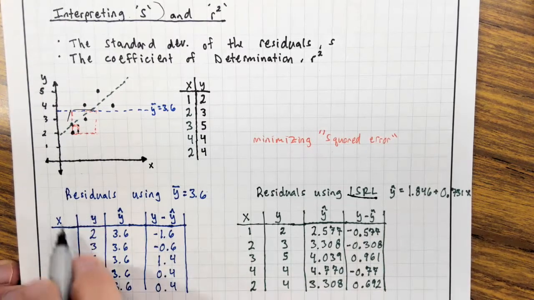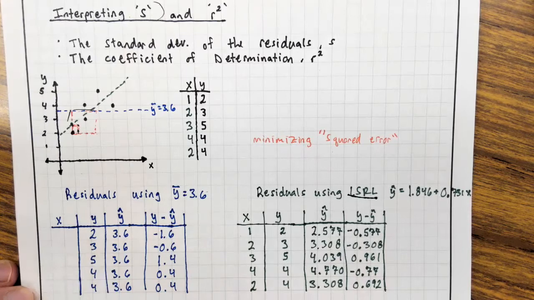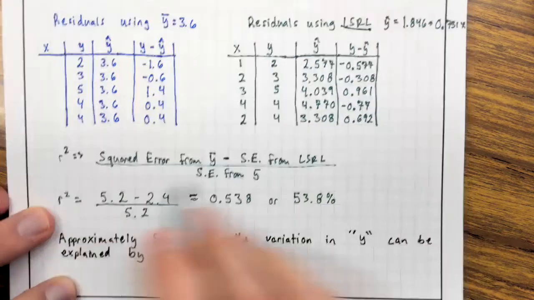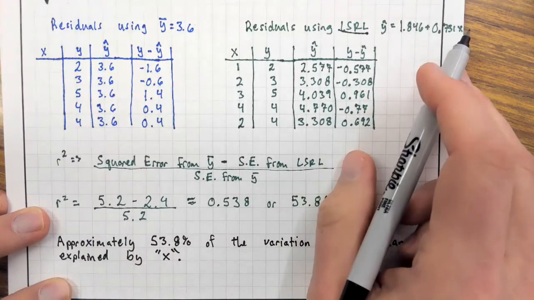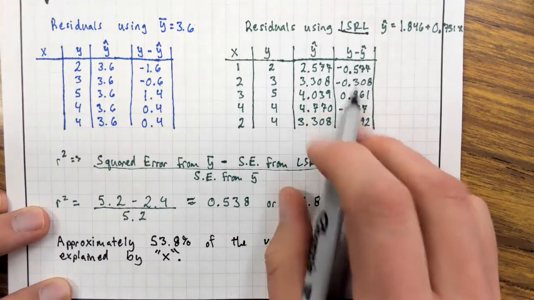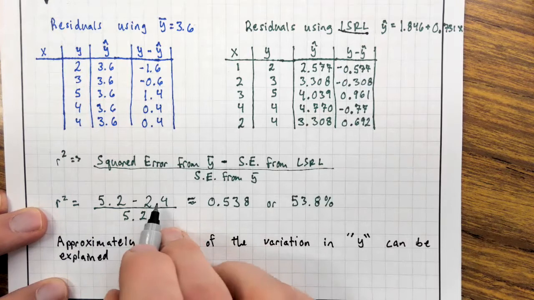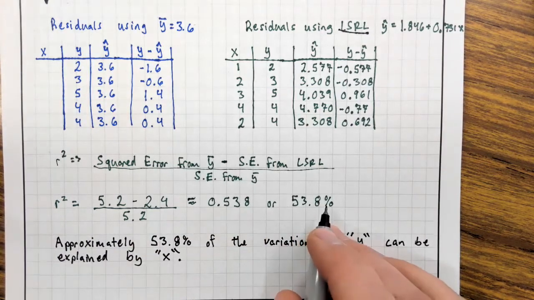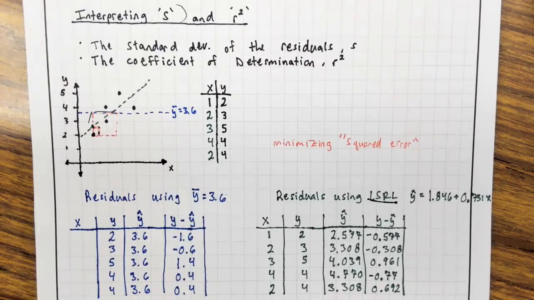Remember, way back here, I didn't use an explanatory variable at all, and I got a total squared error of 5.2. By using an explanatory variable, I was able to reduce that squared error to 2.4, which means I got rid of 53.8% of the error, of my residuals.